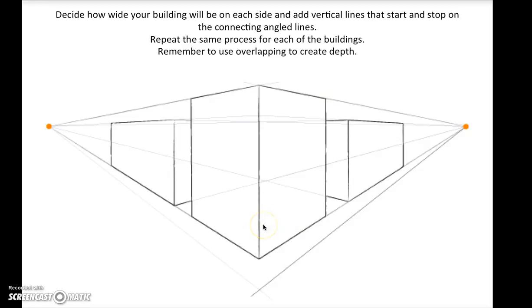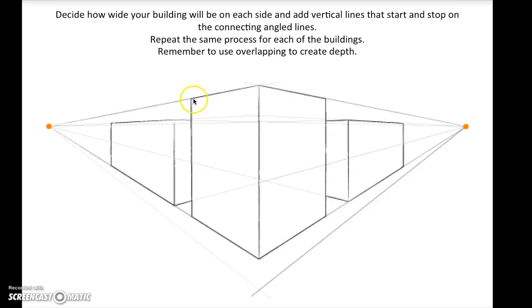Once I have that drawn, I need to decide how wide my building is going to be. So I have my center line drawn, I have my lines going to my vanishing points. What I'm going to do is choose a distance. In this case, we went right here and draw a vertical line that starts on that line and goes straight up and down and stops on this line. That's going to give me this side of the building.